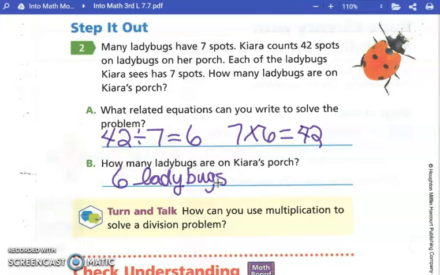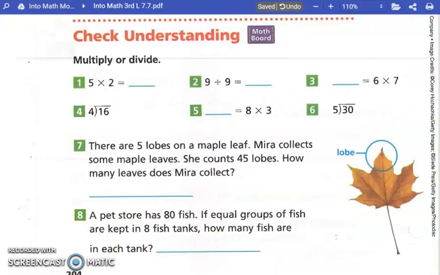Okay, we're going to check our understanding. If you're at home, go ahead and stop your recording and do those, and then you can come back and I'll have filled in the answers. All right, for your check your understanding, 5 times 2 would be 10. 9 divided by 9 would be 1. 6 times 7 is 42. We did that one up above.